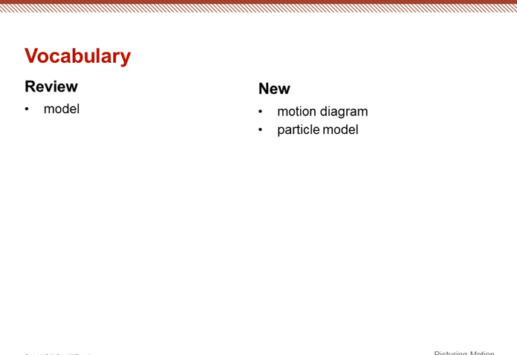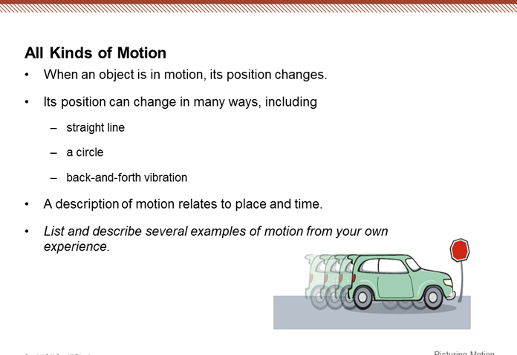A few vocabulary terms that you're going to hear are motion diagrams and particle model, which may be a little new for you. So first off, let's talk about motion in general. When an object is in motion, we notice that there is a change in position, or its position changes. And so that's what motion is by definition. And its position can change in many ways.